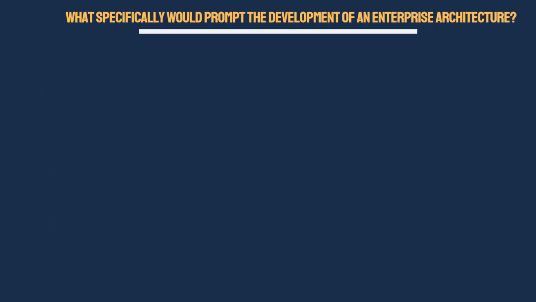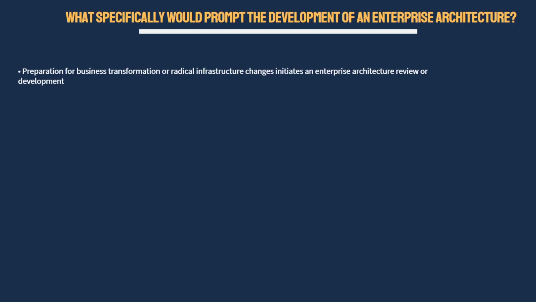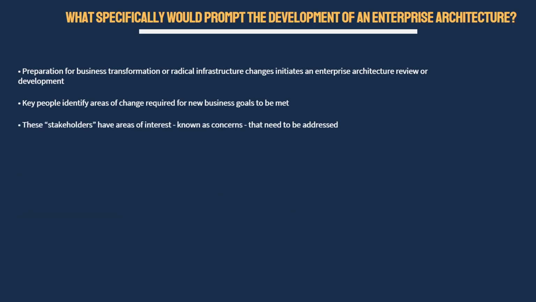What specifically would prompt the development of an enterprise architecture? Preparation of a business transformation or radical infrastructure change initiates an enterprise architecture review or development. Key people identify areas of change required for new business goals to be met. These stakeholders have areas of interest, known as concerns, that need to be addressed.